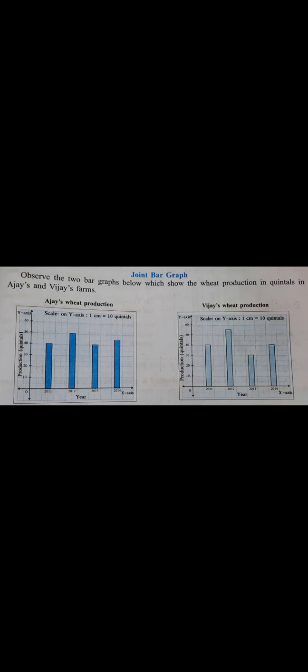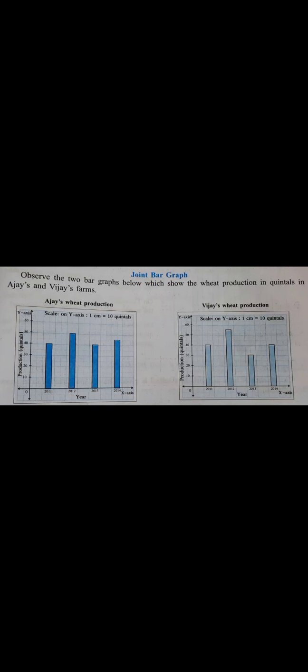Today we are going to study about a joint bar graph. We have already studied what is a graph. You can see on the screen there are two graphs drawn. One shows Ajay's wheat production and the other shows Vijay's wheat production. The common factor in both is the wheat production, but Ajay has a different graph and Vijay has a different graph. What we are going to study is how a joint bar graph can be applied using these two separate graphs.